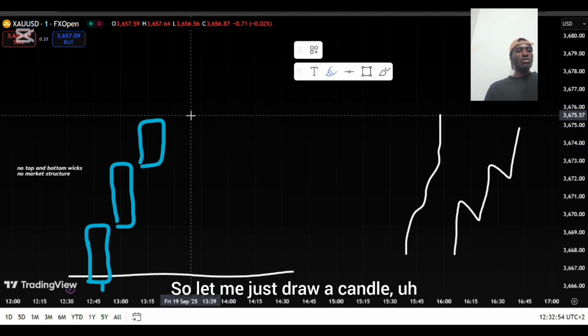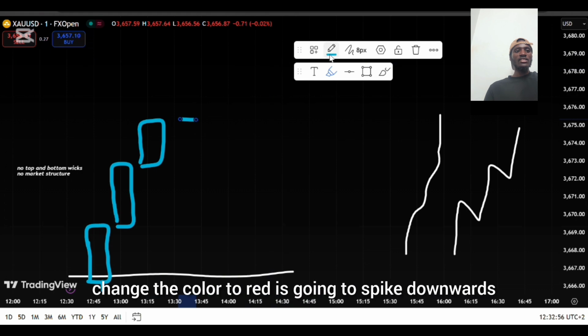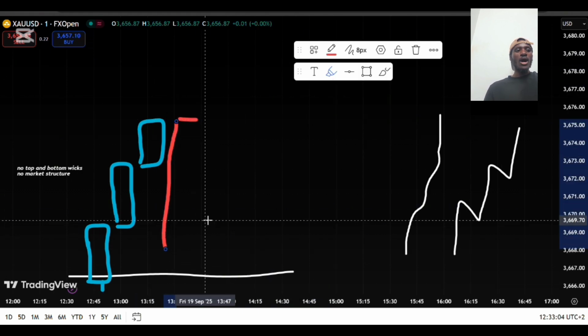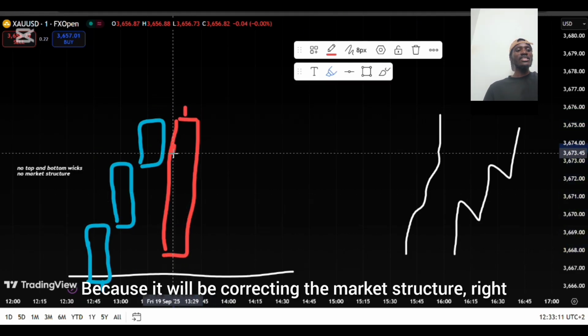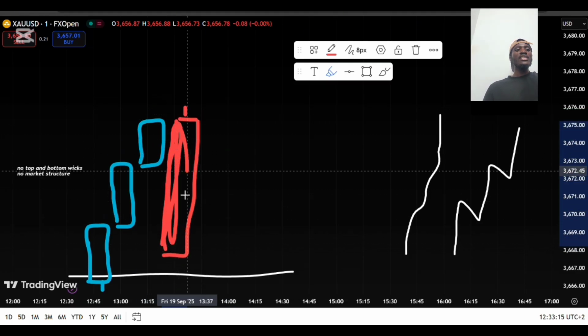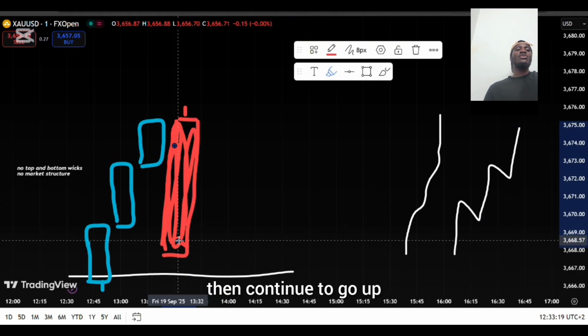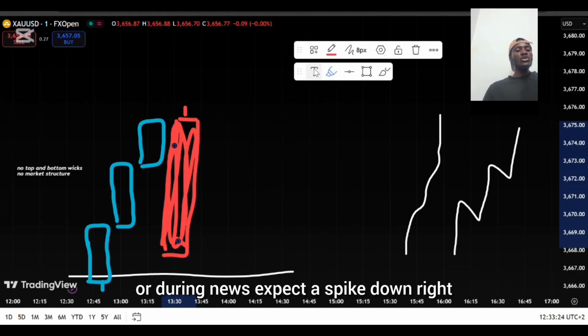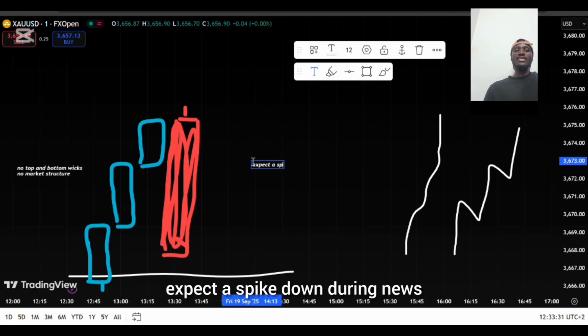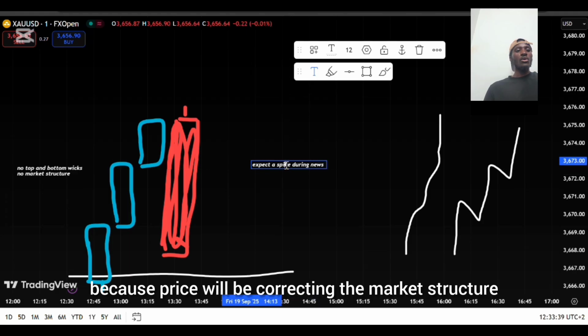So let me just draw a candle, change the color to red. It is going to spike downwards. Why? Because it will be correcting the market structure, right? It may not continue to come down, it may just spike down, then continue to go up with the trend. But on news or during news, expect a spike down, because price will be correcting the market structure.